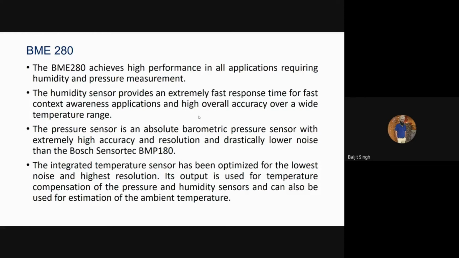The integrated temperature sensor has been optimized for the lowest noise and highest resolution. Its output is used for temperature compensation of the pressure and humidity sensor and can also be used for estimation of the ambient temperature.